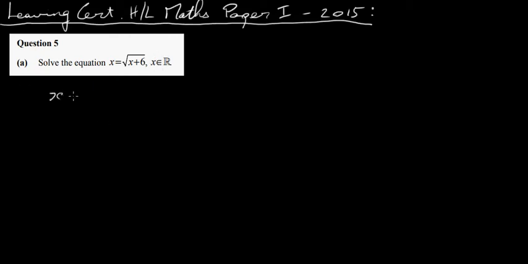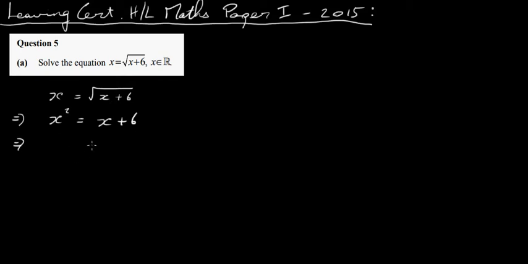So let's start. We've got x is equal to the square root of x plus 6. We can see here we have a square root. There's nothing else attached to the square root, so what we can do here is simply square both sides. If we square the left hand side, we get x squared. Square the right hand side, you get x plus 6.